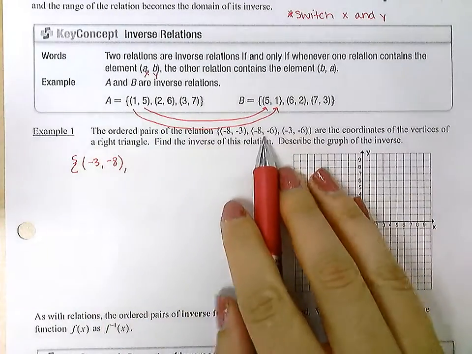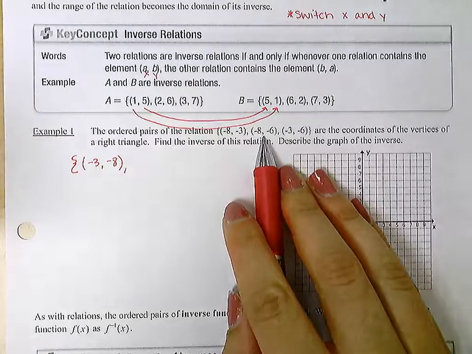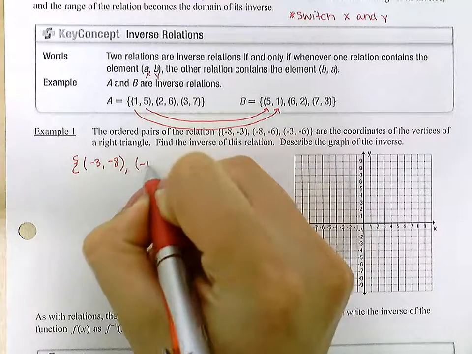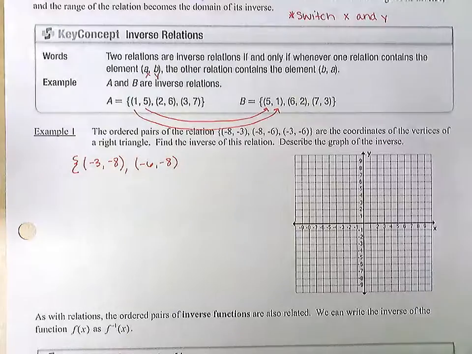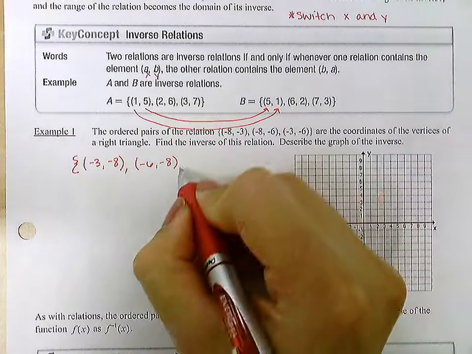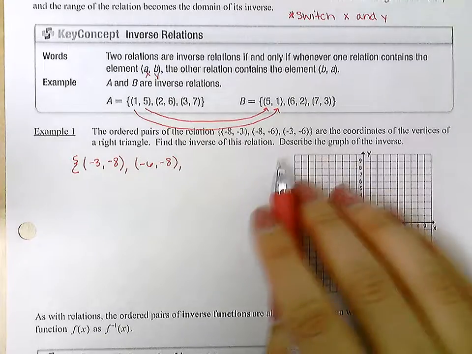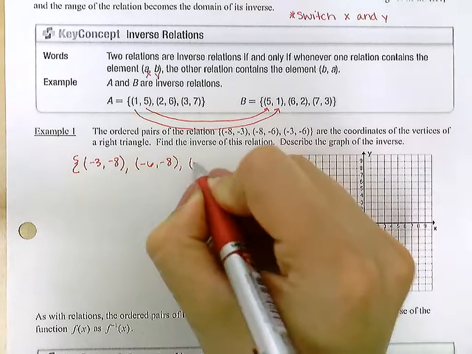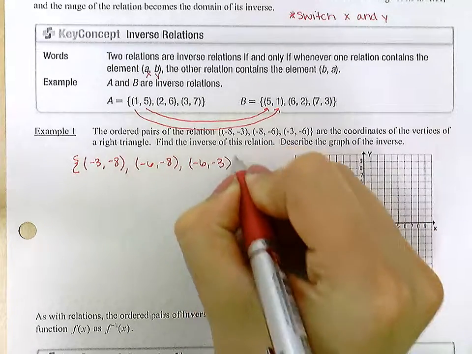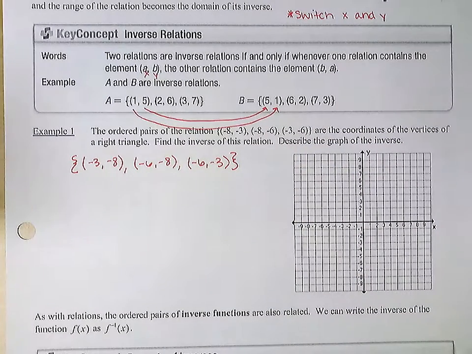For my next coordinate, I had (-8, -6). It now becomes (-6, -8). My last one here, I had (-3, -6). Switch those values to get (-6, -3). That would be my inverse of that relation. So we're going to see what that looks like graphically.